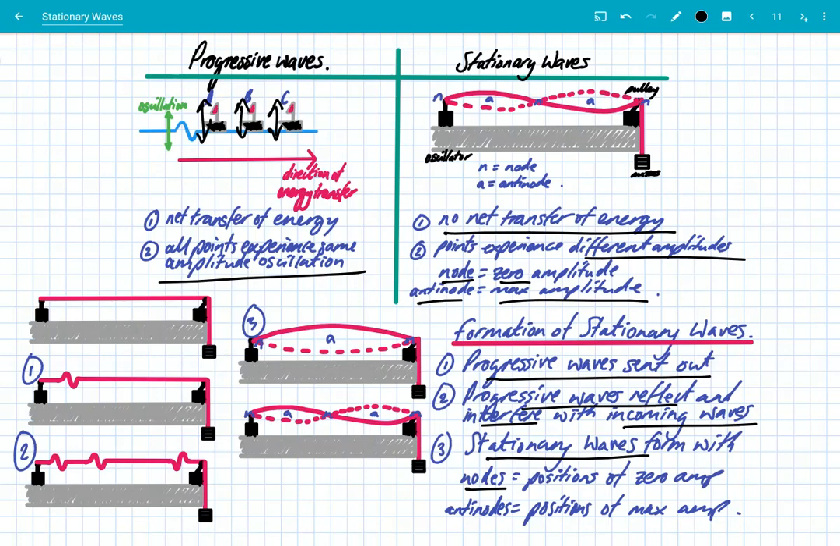We've looked at it on a rope, we've looked at it on a wire, we've looked at it in microwaves and in panpipes. There's many different examples, but the description is the same each time.